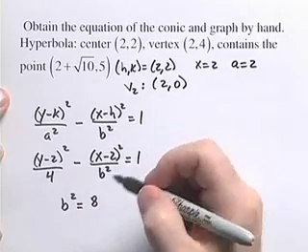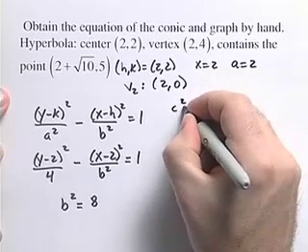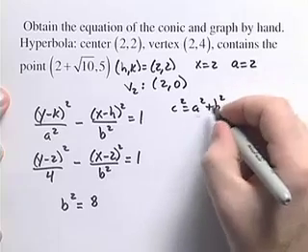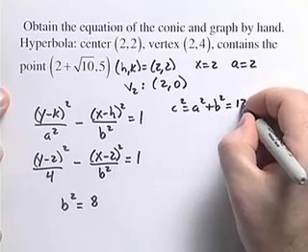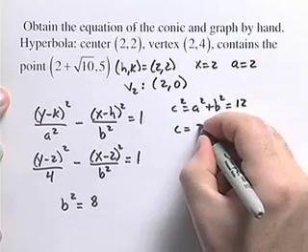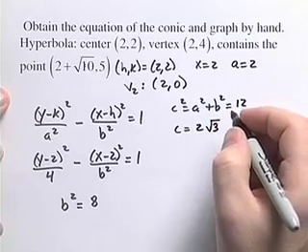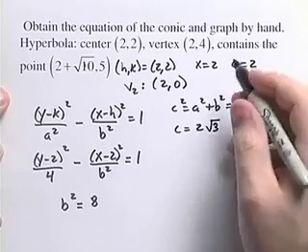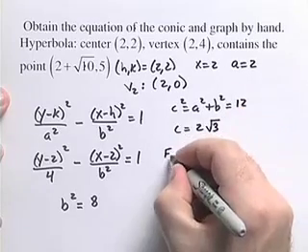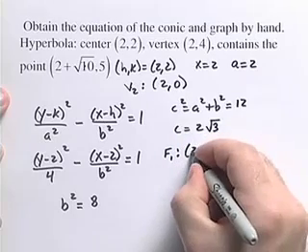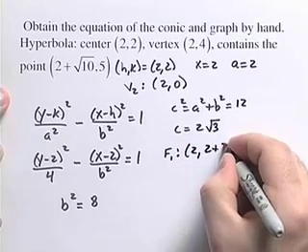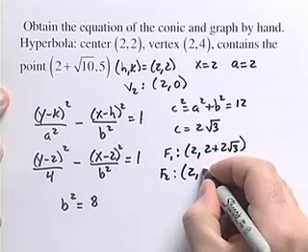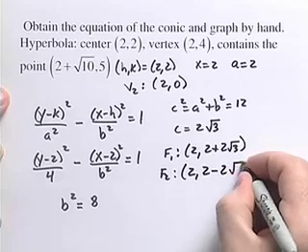We can use that to find our value for c. Since c² is equal to a² plus b², a² plus b² is going to give us 12, which means that c is equal to 2 times the square root of 3. Therefore, the foci are 2√3 units above and below the center. So we'll get one focus at the point (2, 2 + 2√3), and our second focus will be at the point (2, 2 - 2√3).